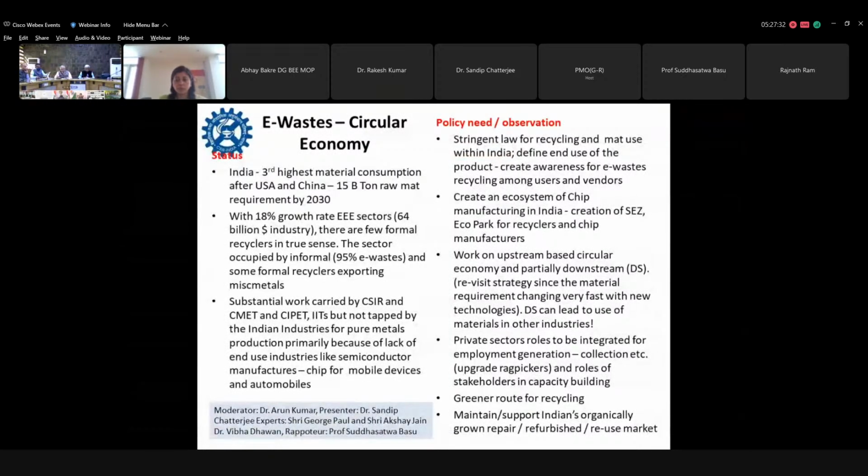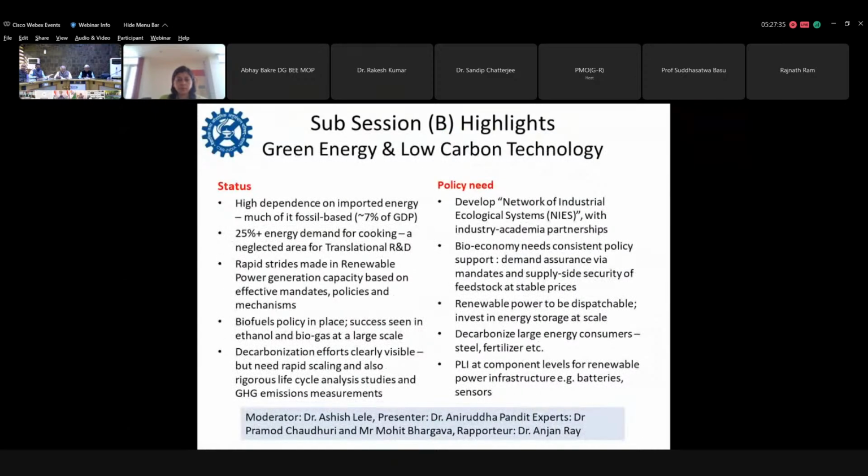Next slide, please. The next session was on green energy and low carbon technologies. Once again, the status is listed on the left-hand side: currently we have a very high dependence on fossil-based fuels, and by 2030 our goal is 500 gigawatts of power which would not be fossil-based, and about 25% of energy demand is for cooking, which is a neglected area for transitional R&D. So the point that came up was that we should have a biofuel policy already in place. But the policy framework needed would be to develop a network of industrial ecological systems, which would essentially be industry-academia partnerships.